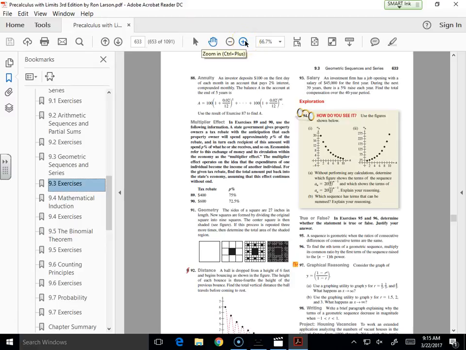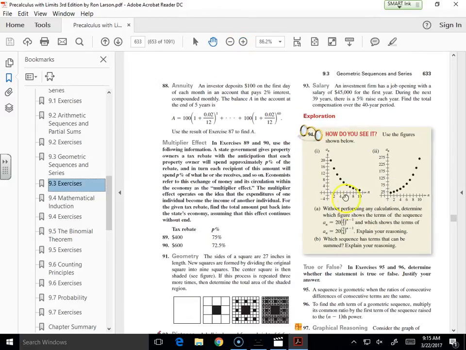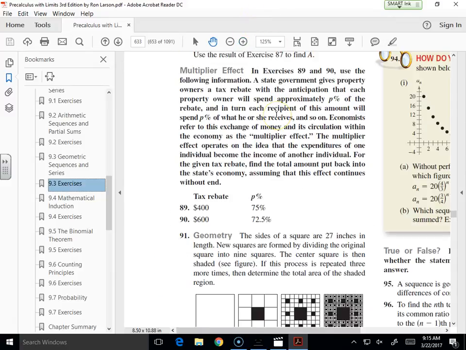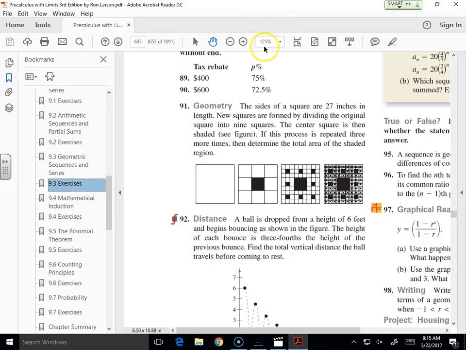Does anybody have section 9.3 homework written down yet? Some did. Nadia, did I assign number 91 to you guys? I did? Good. Just checking.